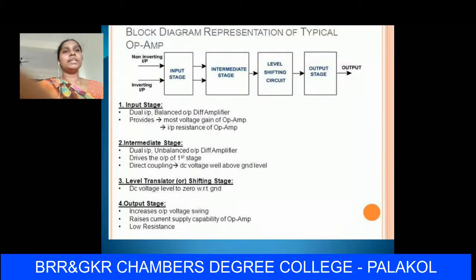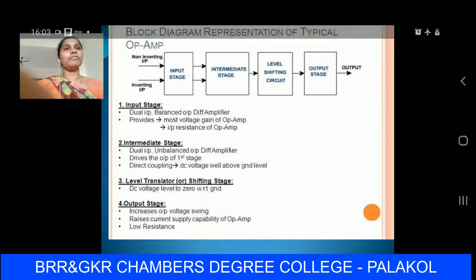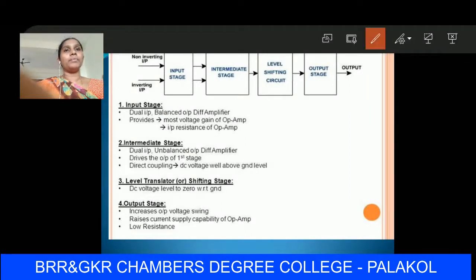Okay. So here this is the block diagram of operational amplifier. In this block diagram it has 4 stages. Here 1, 2, 3 and 4. Here these are the 4 stages. These all are differential amplifiers. That means this is one differential amplifier, this is also a differential amplifier, and this is also a differential amplifier, and this is also a differential amplifier. But all the differential amplifiers perform different operations in this block diagram.